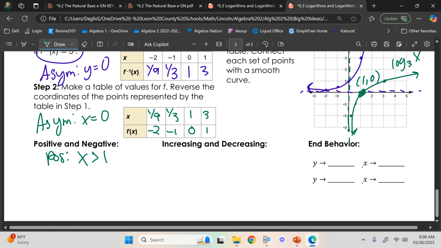Now, when am I going to be negative? It's not just less than 1, because look, isn't this where it goes towards the asymptote? So it's not everything less than 1. It is less than 1, but it also has to be bigger than 0. So we're going to say we are going to be negative y values in between 0 and 1.